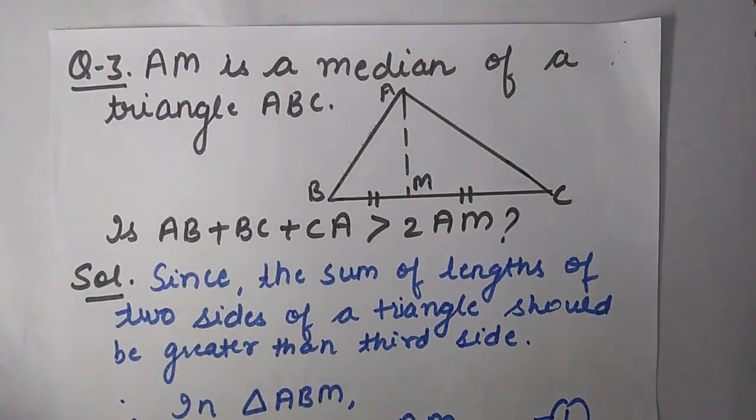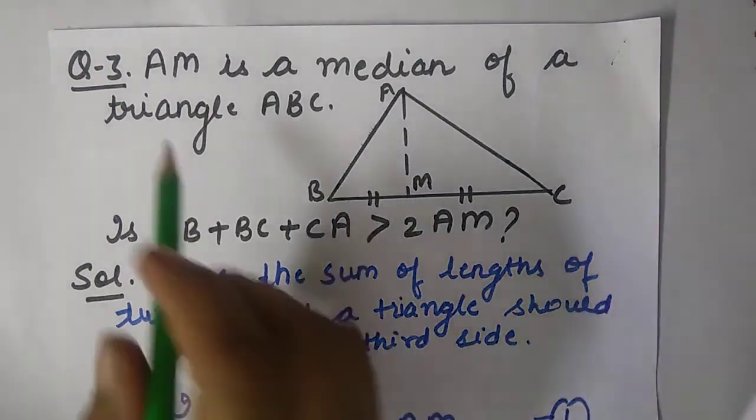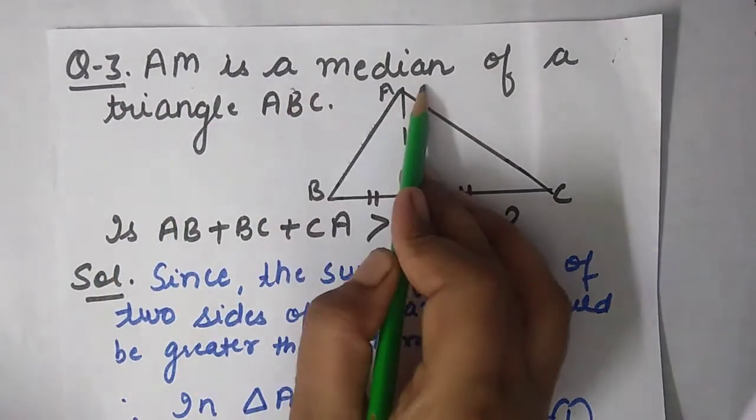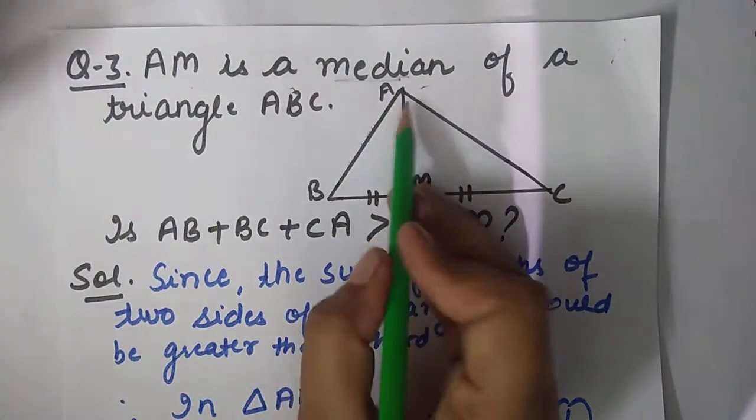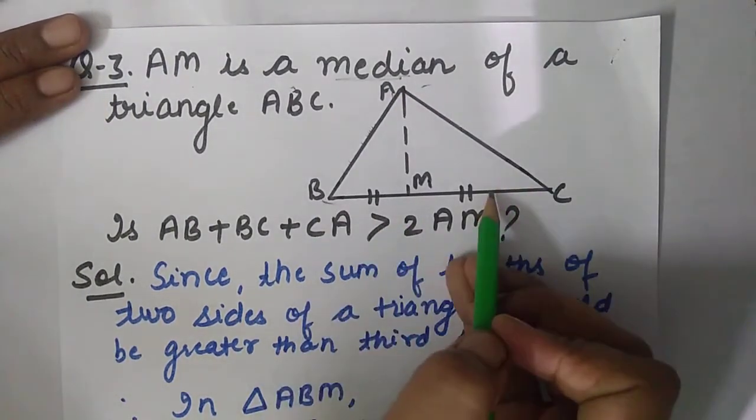Okay, so you have to read it again and again to understand these three questions, as they are on a theoretical basis. Now question number 3: AM is a median. Median means that it divides the opposite side into equal parts. So here it is AM, and it is dividing BC into equal parts.